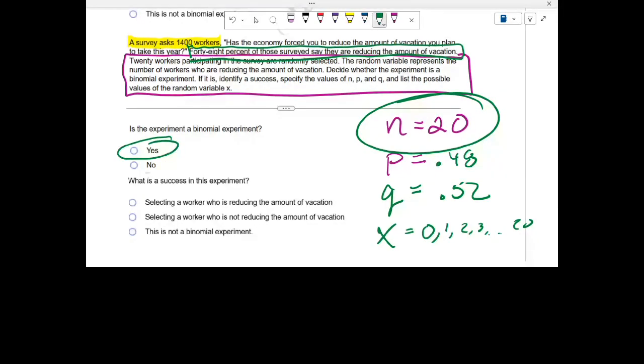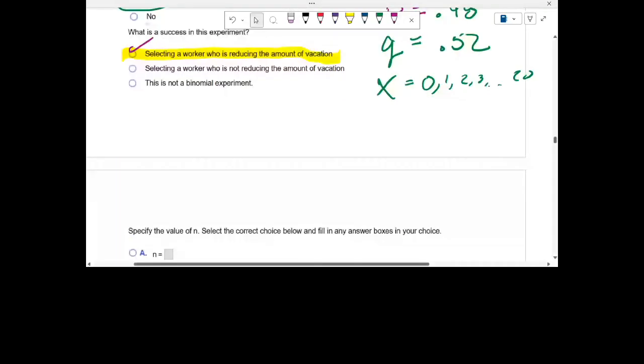Yes, we do. What is the probability of success? Let's take a look right here. 48% said they are what? Reducing their vacation. So I'm going to go with choice A. That's the success because that's what we want to know. Let's come back down here.